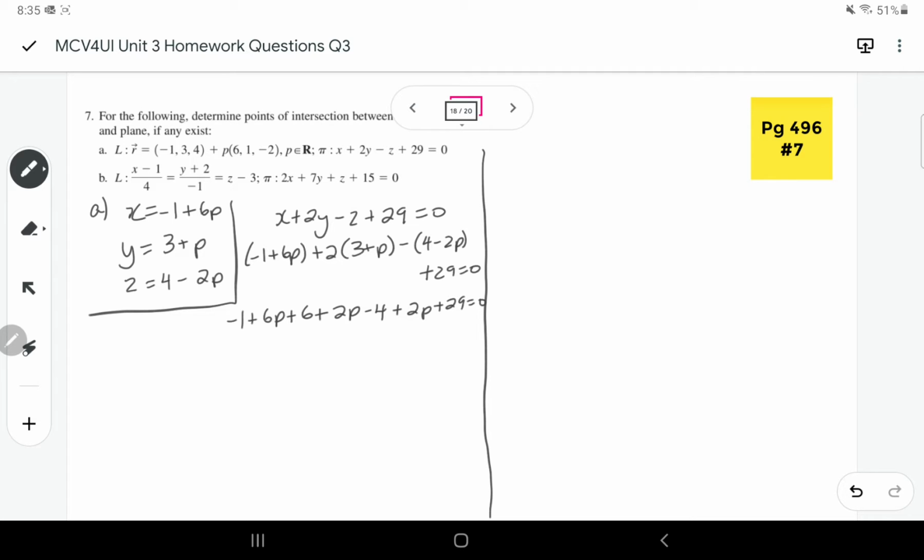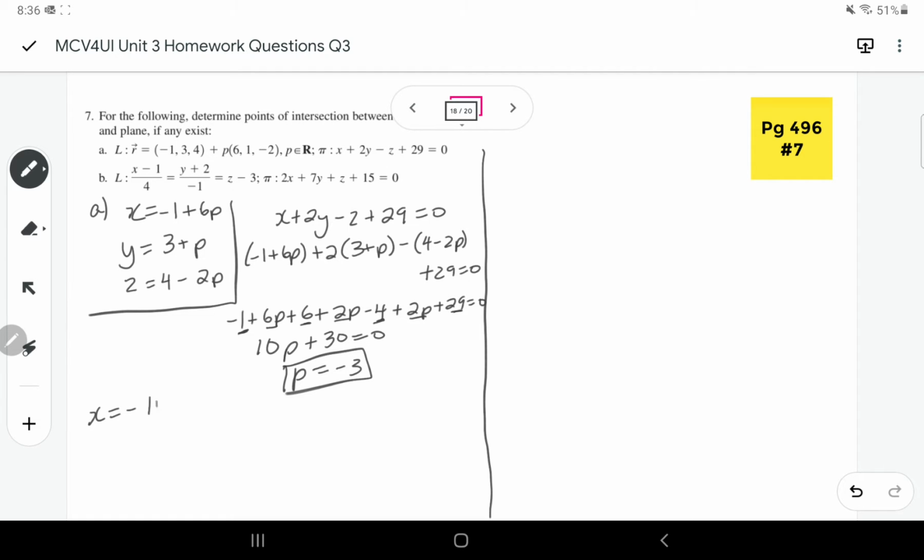So if I collect like terms, my p's, I've got 6, 2, and 2. So I have 10p, and then 29 minus 4 is 25, plus 6 is 31, minus 1 is 30, equals 0, so p would equal -3. So if you get a value for p, that means it's a situation where there's one point of intersection of the line and the plane, and then we'll just substitute that back into the parametric equations for x, y, and z to find the actual point.